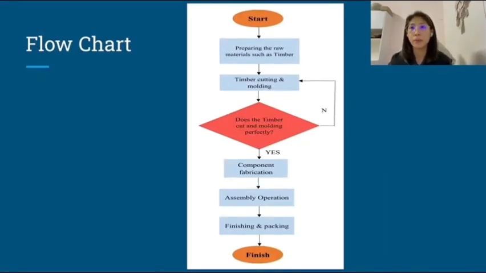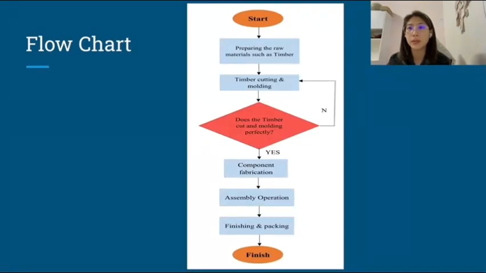First, to understand the process flow, we can use a process flow chart. Start. Next is preparing the raw materials such as timber. The second step is, is the timber cut and modeled perfectly? If yes, we can go to component fabrication. Then we go to assembly operation. The last step is finishing and packing.